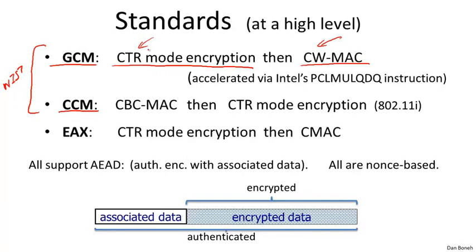And it's even made more so in that Intel introduced a special instruction, PCLMULQDQ, specifically designed for the purpose of making the hash function in GCM run as fast as possible. Now, CCM, counter with CBC-MAC, is another NIST standard. It uses a CBC MAC and then counter mode encryption. So this mechanism, you notice, uses MAC then encrypt like SSL does.